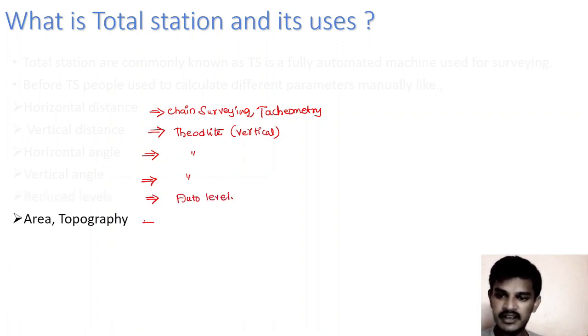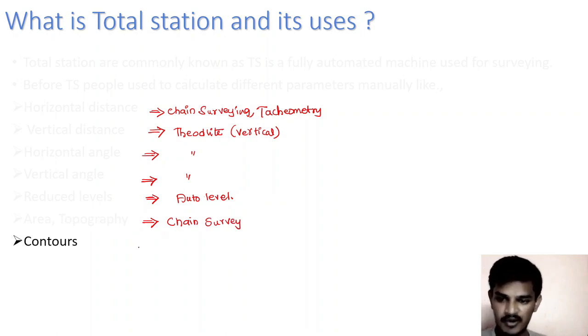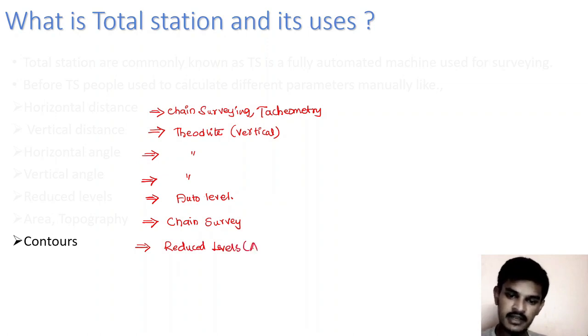And coming to calculation of area and topography, area could be calculated by using chain surveying, right? We'll be calculating the perimeter of the plot, right? Using that, we'll be drawing the area of that particular plot, right? Contouring is also done by using reduced levels, and these reduced levels are calculated by using auto level, right?